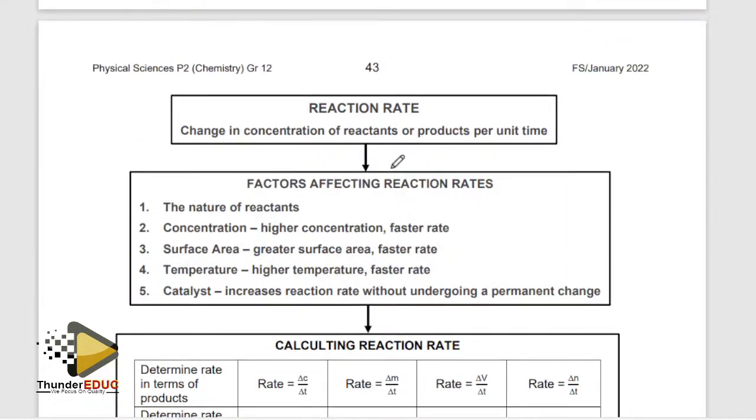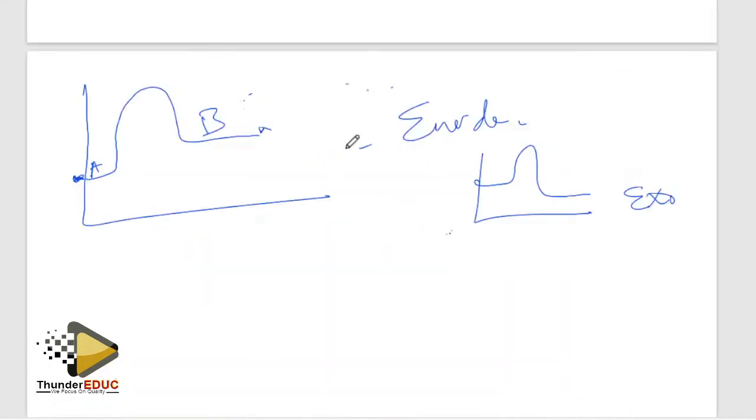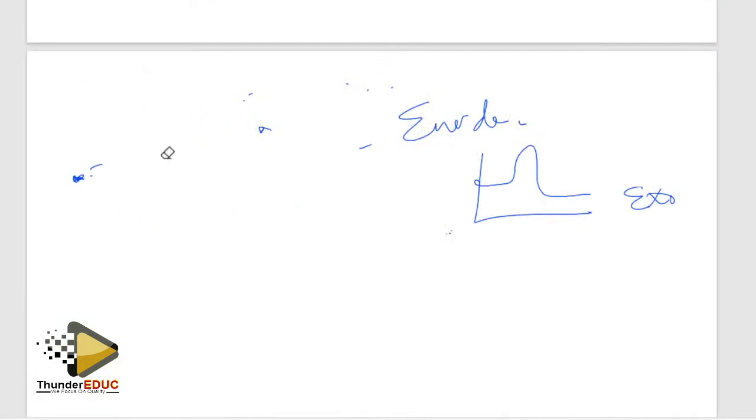When you go to rates of reaction, okay, this is where I want. This is where I want. Now as if I'm teaching. I didn't want to go everything in here. Okay, this is what I want.